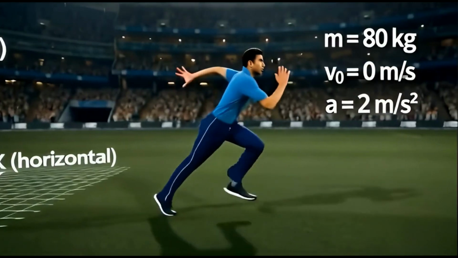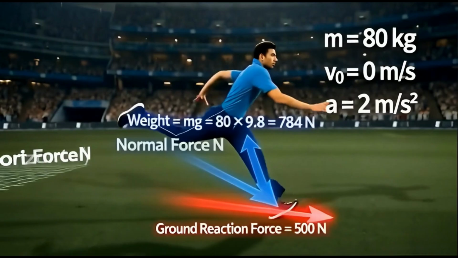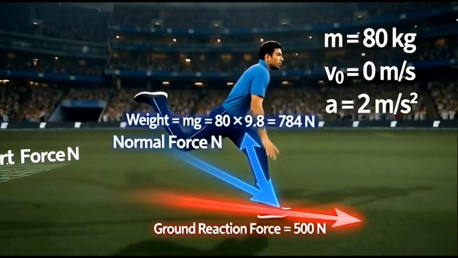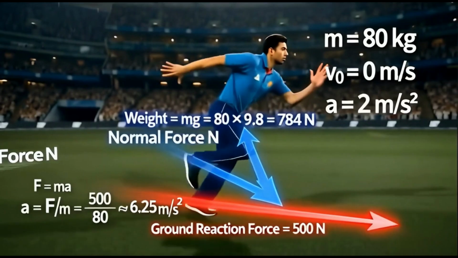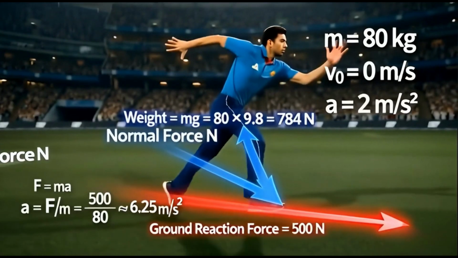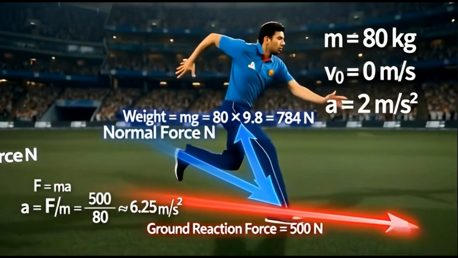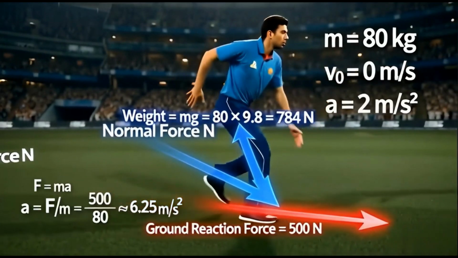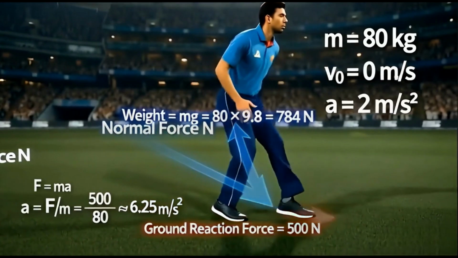To begin running, the bowler pushes his foot backward against the ground. According to Newton's third law, the ground pushes back with an equal and opposite force called the ground reaction force. This forward force is what propels the bowler toward the crease. At the same time, gravity pulls the bowler downward with a force equal to his weight, while the ground provides a normal force supporting his body.